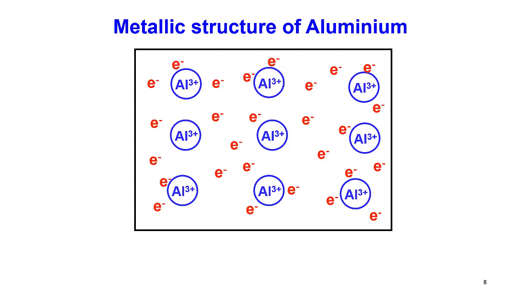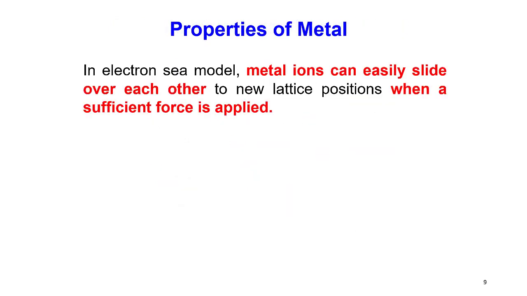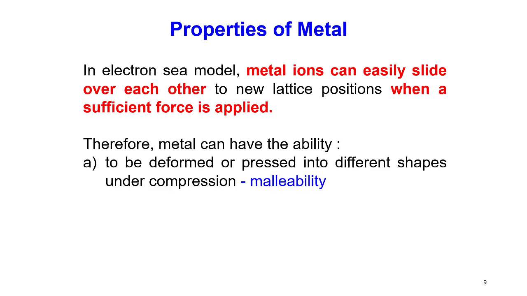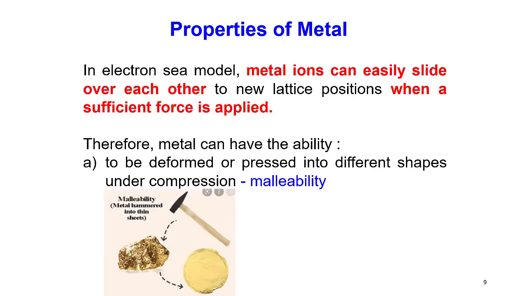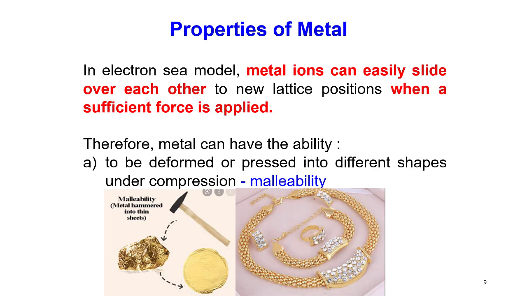The unique features of metallic structure affect the properties of metal. In the electron sea model, metal ions can easily slide over each other to new lattice positions when sufficient force is applied. Therefore, metal has the ability to be deformed or pressed into different shapes under compression. This property is called malleability. For example, gold and silver are the most malleable metals. As you know, gold and silver are commonly used as jewelries. This is because they can be hammered into various shapes of ring, necklace, or other shapes of jewelries.